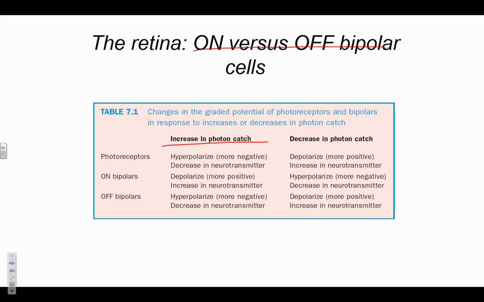The other bipolars are what we call off bipolars. So whenever that photon hits that photoreceptor, and the photoreceptor goes, I caught a photon, that bipolar goes, I'm off. Because we also want to have that sharpened response, right? So we want to have ons and offs, and these are going to overlap, so we're constantly turning things on and off. And so we know where activity is and we know where activity is not. That's why we have ons and offs.